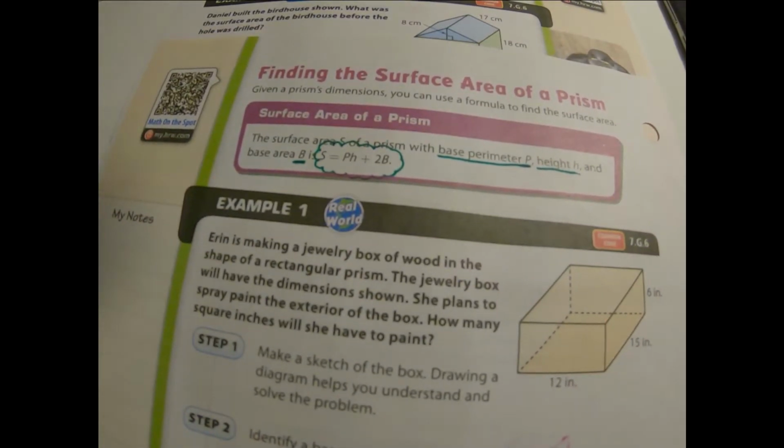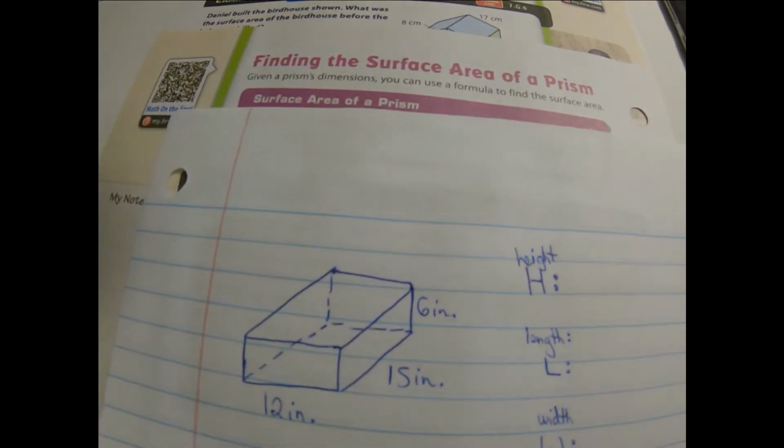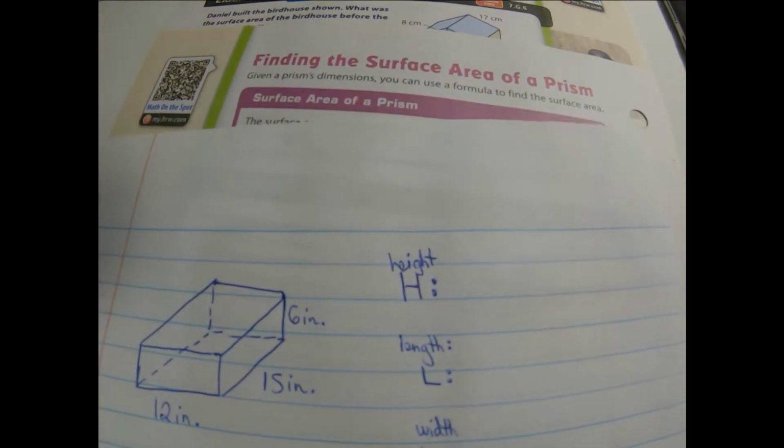Erin is making a jewelry box of wood in the shape of a rectangular prism. The jewelry box will have the dimensions shown. She plans to spray paint the exterior of the box. How many square inches will she have to paint? Exterior automatically means area. Interior would be volume. So let's use this rectangular prism. I drew it out for myself too so that I could reference it while I do some work for you guys.